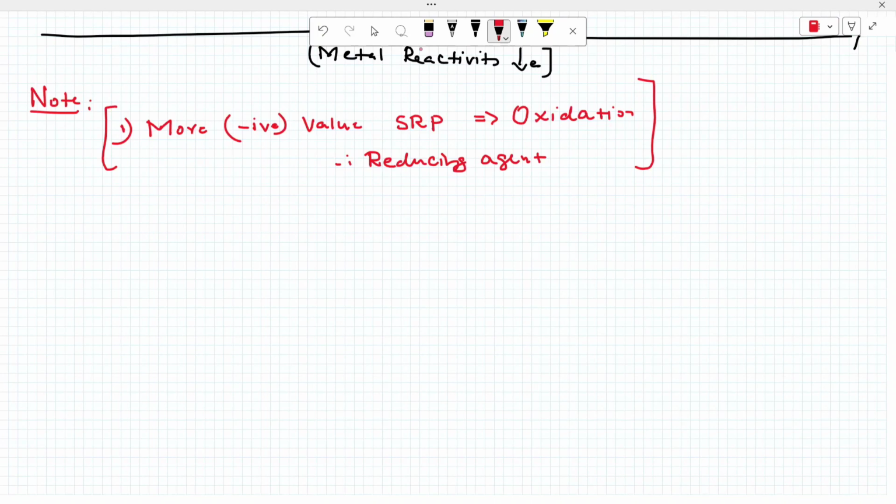Second point, very important. The metal more reactive than hydrogen. Which metal is more reactive than hydrogen? Those with negative SRP. So whichever metals have negative SRP value, that metal is more reactive than hydrogen.